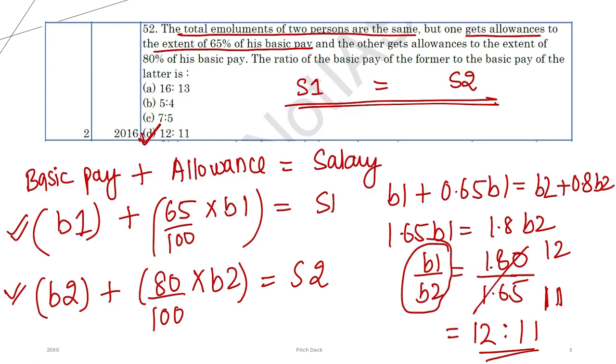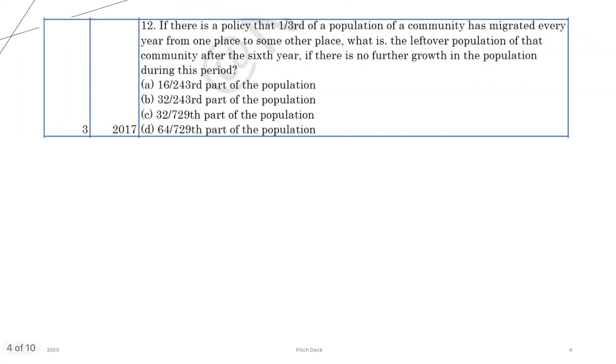So this is question number 2. Again, this is very similar to the last question of salary, savings and expenses. Only the terms have changed: basic pay plus allowance is his salary in hand, right? Salary in hand. I hope this is clear. Moving on to the third question.